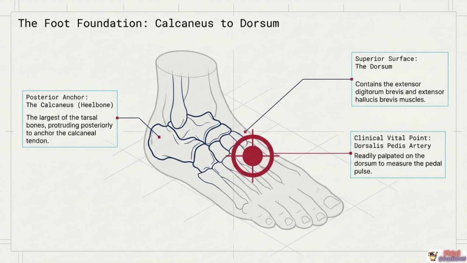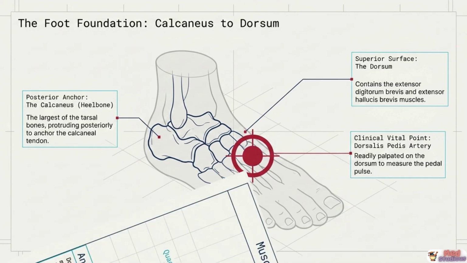The second is the dorsum of the foot, the superior surface, which contains the extensor digitorum brevis and extensor hallucis brevis muscles lying flat against the dorsal tarsal and metatarsal bones. On the dorsum lies one of the most clinically vital pulse points in the entire body, the dorsalis pedis artery. This artery, a continuation of the anterior tibial artery, runs along the dorsum of the foot between the first and second metatarsals and is readily palpable as the pedal pulse, used in vascular assessment to confirm peripheral arterial circulation to the foot.